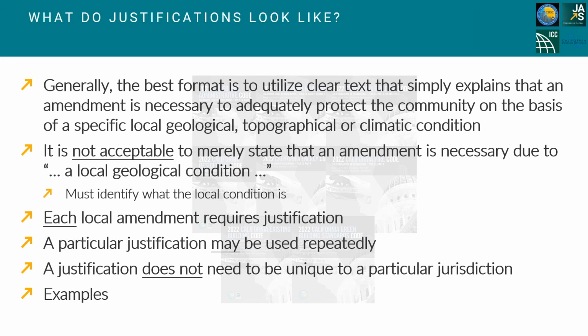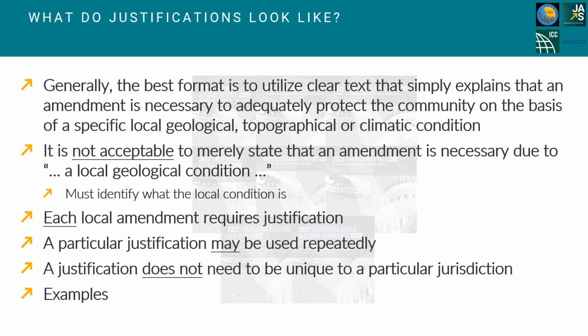So if local amendments need to be justified, what do those justifications look like? It's best to utilize clear, simple language that explains why the jurisdiction has chosen to amend a portion of Title 24. The justifications to amend building standards must be based on a local geological, topographical, or climatic condition. A justification may not merely state that an amendment is necessary due to a local geological condition. The justification must expressly identify what that local condition is.